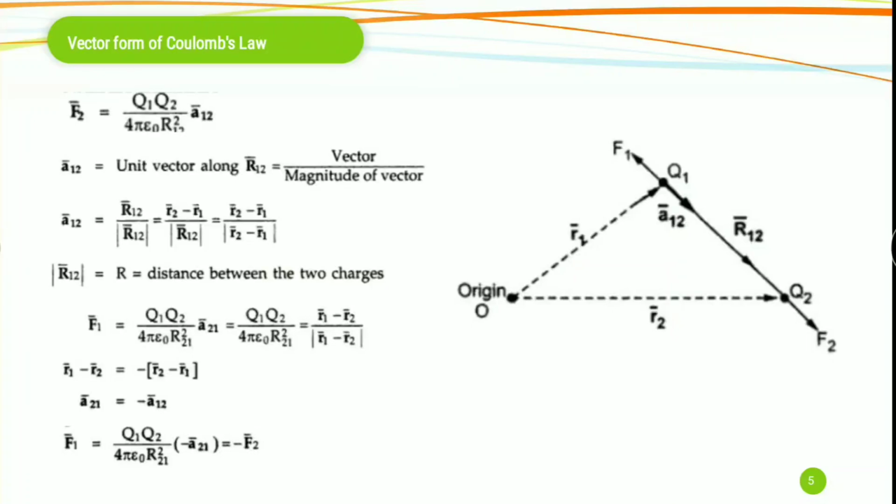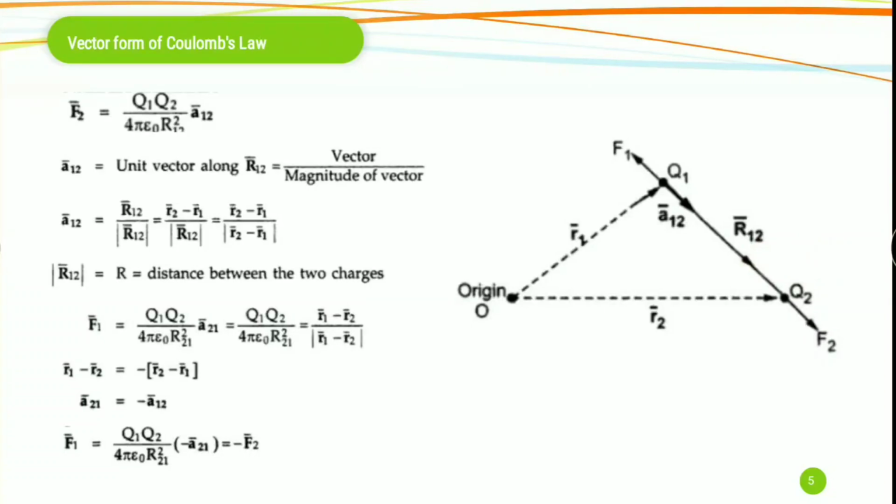In the same manner, you can also write the unit vector from 2 to 1. That means simply change the direction. Whenever you change the direction of a unit vector, the formula also changes. So here we find the value for F2, that is the force F2 on the Q2 charge.